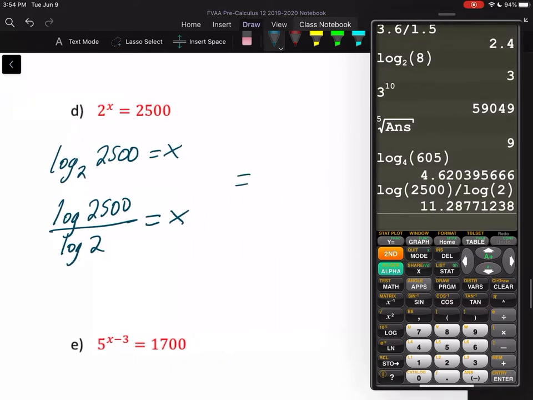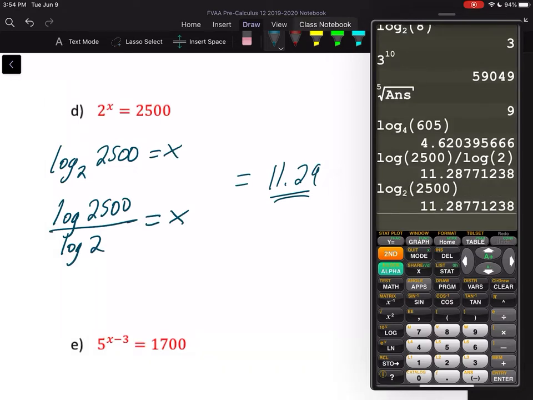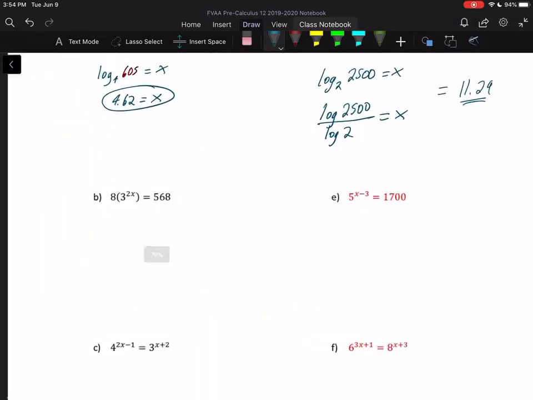I get 11.29 as my answer. If you don't believe me about both methods working, I'll just do both here so that you guys can be sure. Both ways you get the same answer. Okay? All right, good. Pretty straightforward.